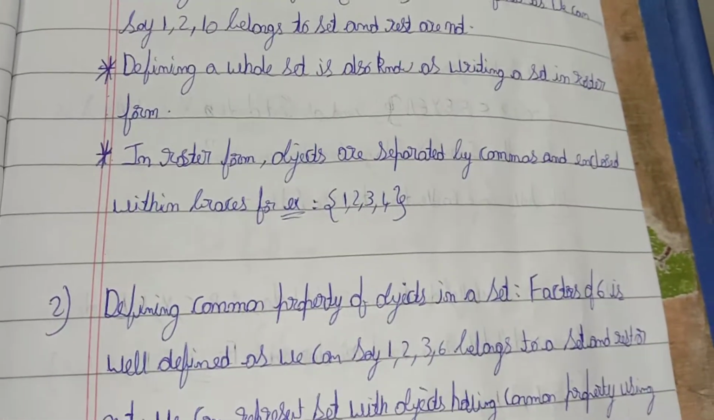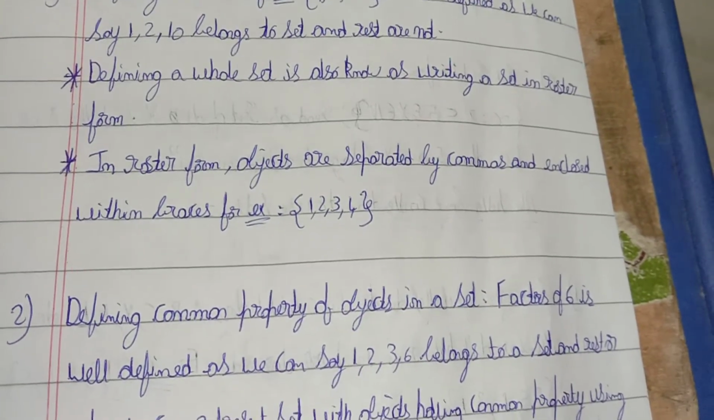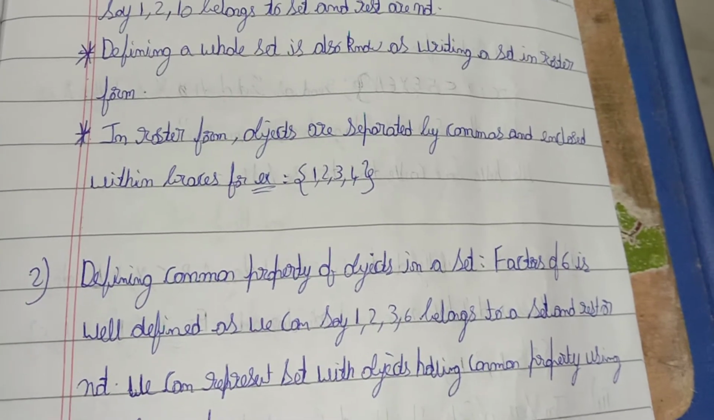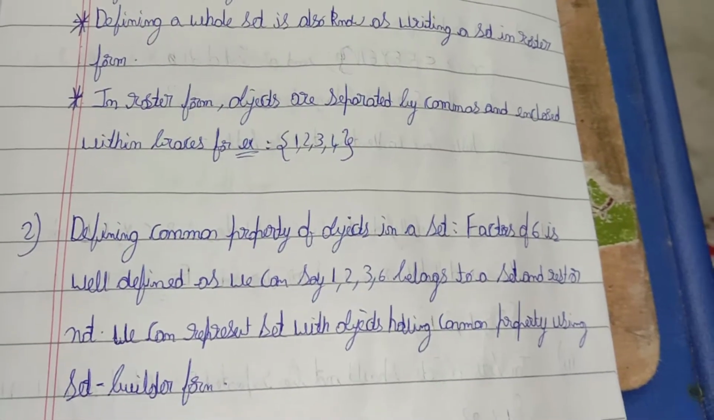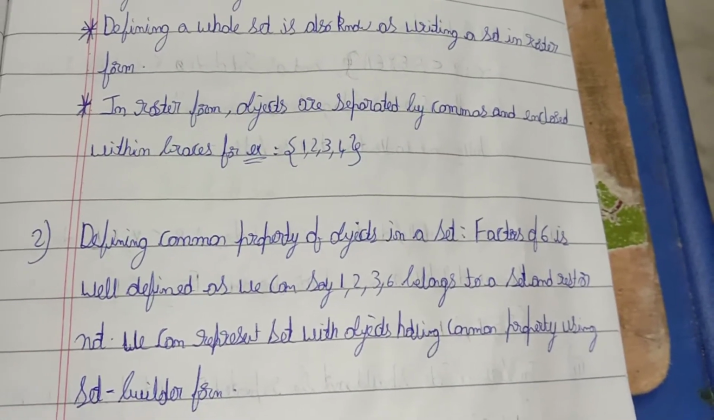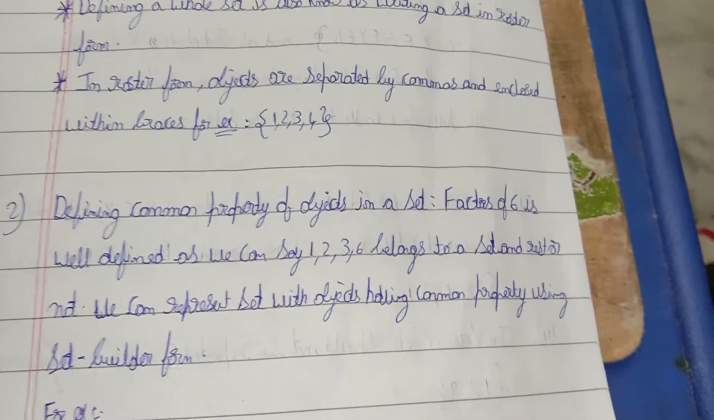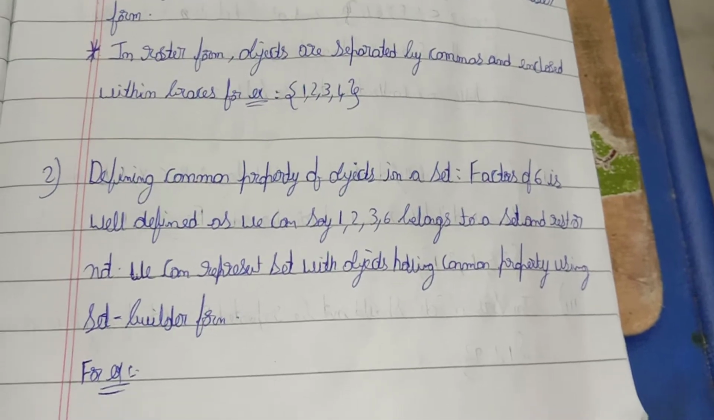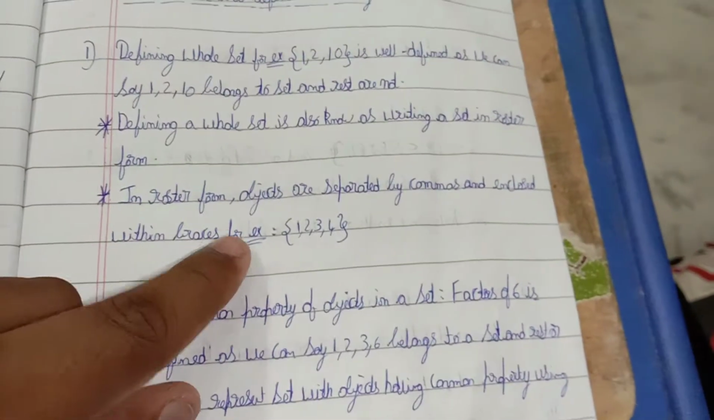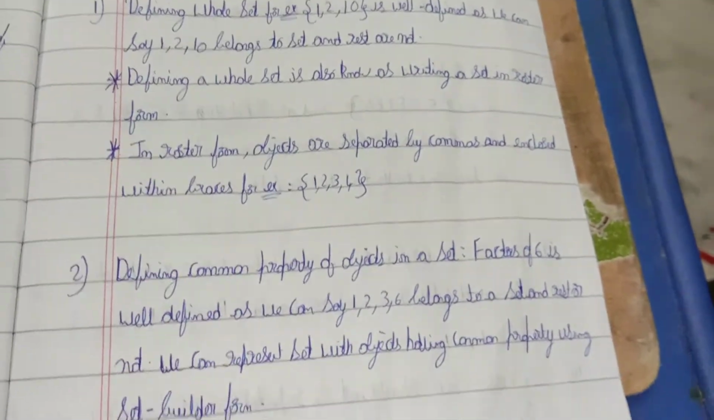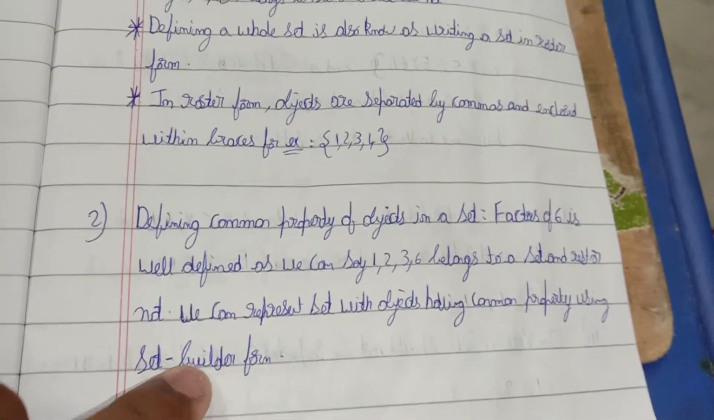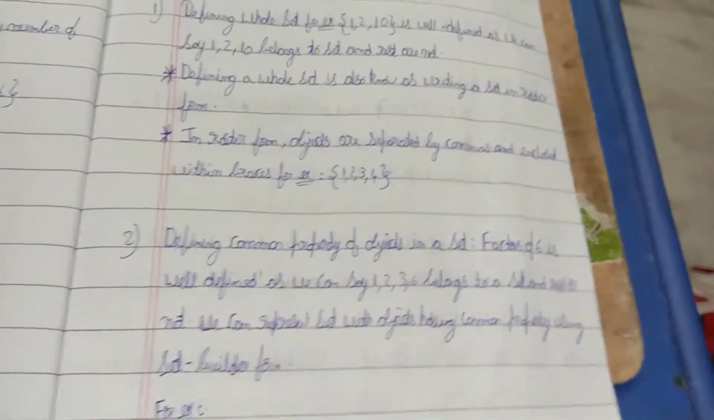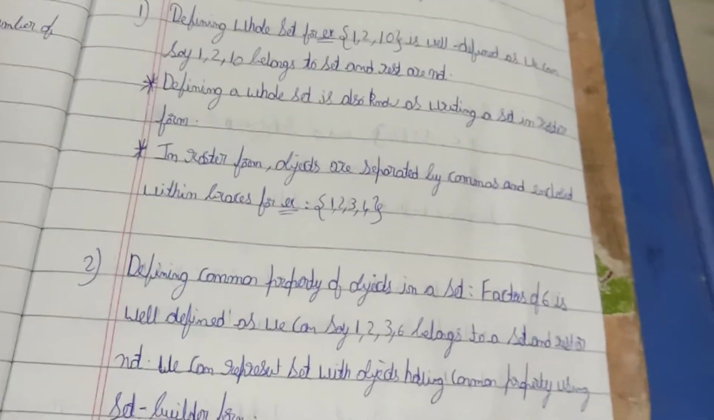And the second method is defining common properties of objects in a set. Factors of 6 are well defined as we can say 1, 2, 3, 6 belong to the set and the remaining do not. We can represent a set with objects having common properties using set builder form, friends. Here we can observe the first method is roster form and the second method is set builder form. These are the two forms to represent the set, friends. I will tell in detail, friends.